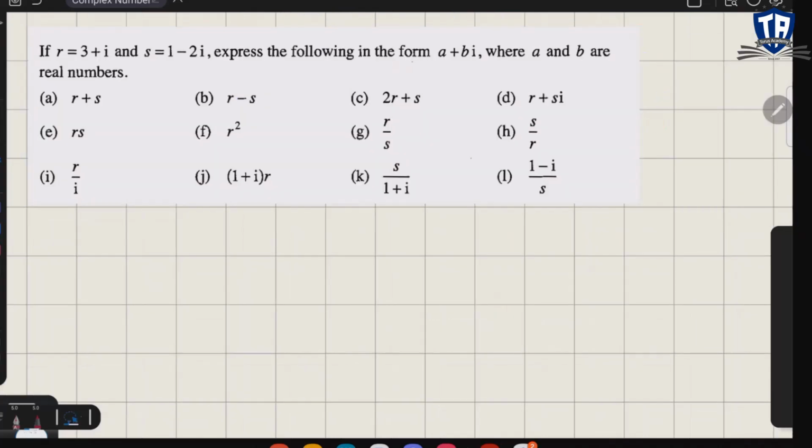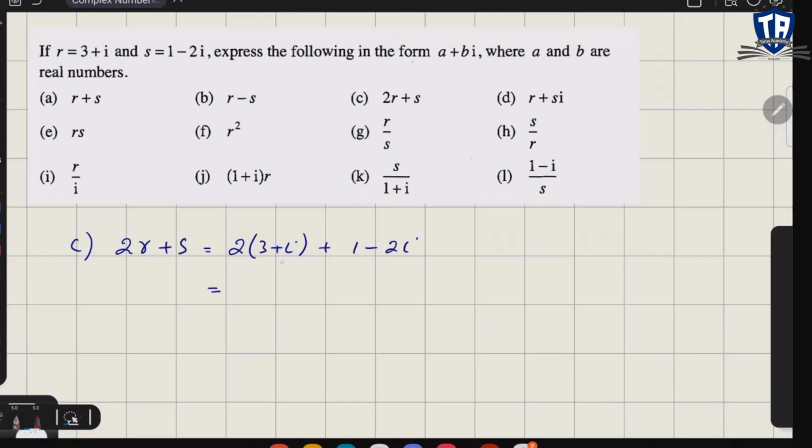Okay, let's consider a question in which we have different parts, and this will give you the practice of addition, subtraction, multiplication, and division of complex numbers. So the A and B parts, you can see that these two parts are very simple. Although the C part is simple, let's discuss the C part where we have 2r plus s. r is a complex number. You can take the value from the question, which is 3 plus iota, and s is 1 minus 2 iota. The only difference in this part is that 2 is multiplying with a complex number.